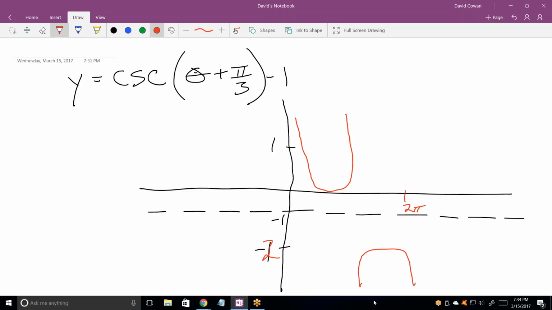So now, the only other thing I have to do is the phase shift, right? In green, where do I begin my curve, my cosecant curve? Right now, it's beginning at x equals 0. You would begin it at negative pi over 3. Good. Call that negative pi over 3. Where's the end of it?